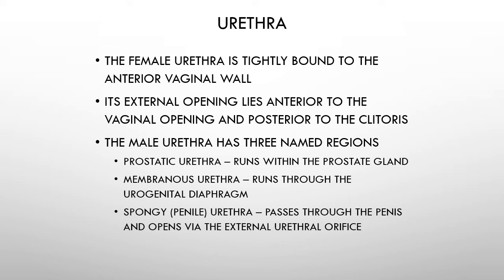It runs through the prostate. It runs through the penile tissue. And so we end up with three basic regions to the urethra in the male. We have the prostatic urethra that runs through the prostate. We have the membranous urethra, which is relatively short and goes through the urogenital diaphragm.